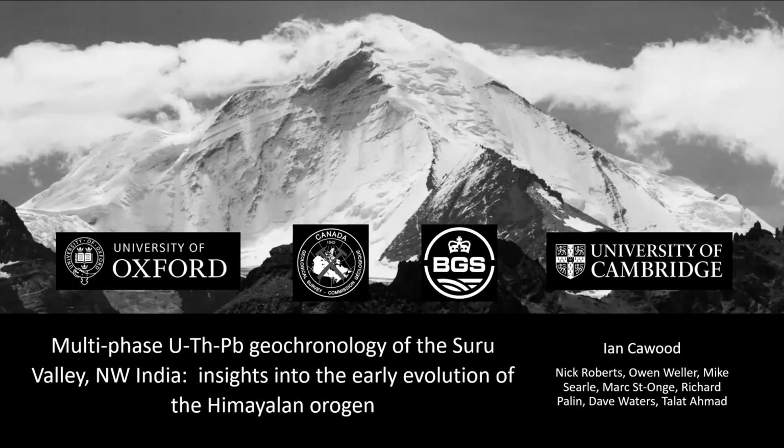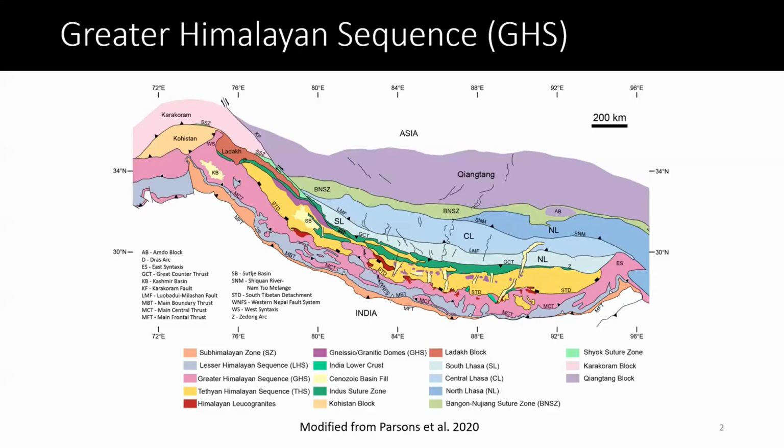Hi, everyone. So I'm going to be doing a multi-phase geochronological approach to look into the early evolution of the Himalayan orogen. Exploring metamorphic terranes is a great way to understand rates and timing of processes during orogenesis. The Himalayas is a very well exposed, actively forming assemblage, and it has a well-constrained kinematic framework, so it is a suitable place to study this.